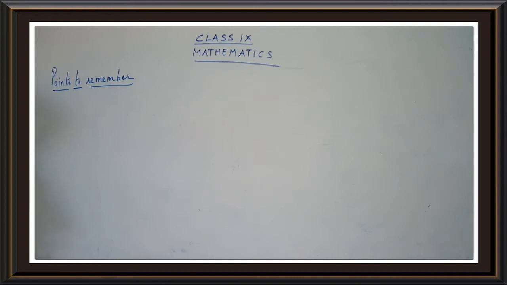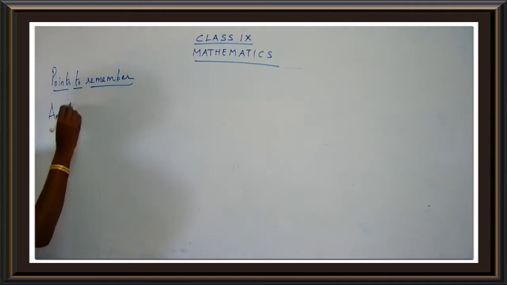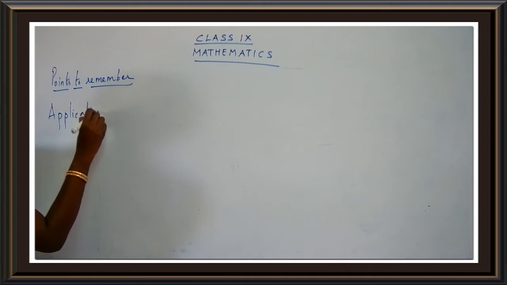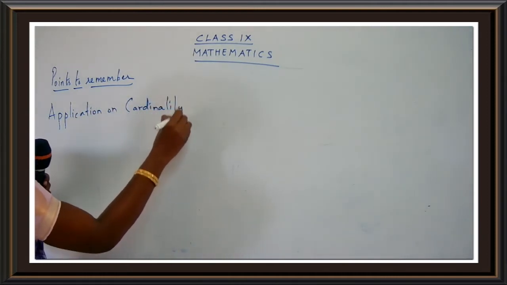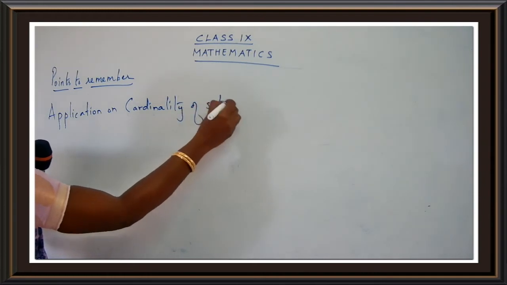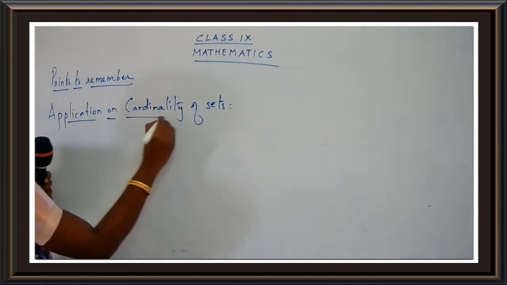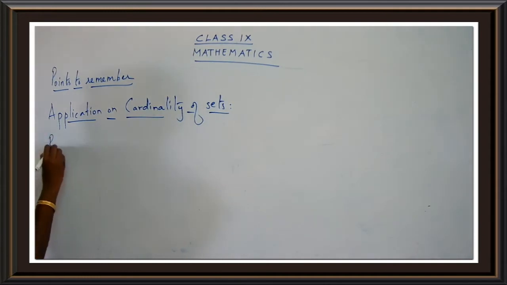Points to remember. You can refer page number 29. Under points to remember, you're going to write down application on cardinality of sets. Give the heading results. So we have 4 results under applications. Let us write down the results.